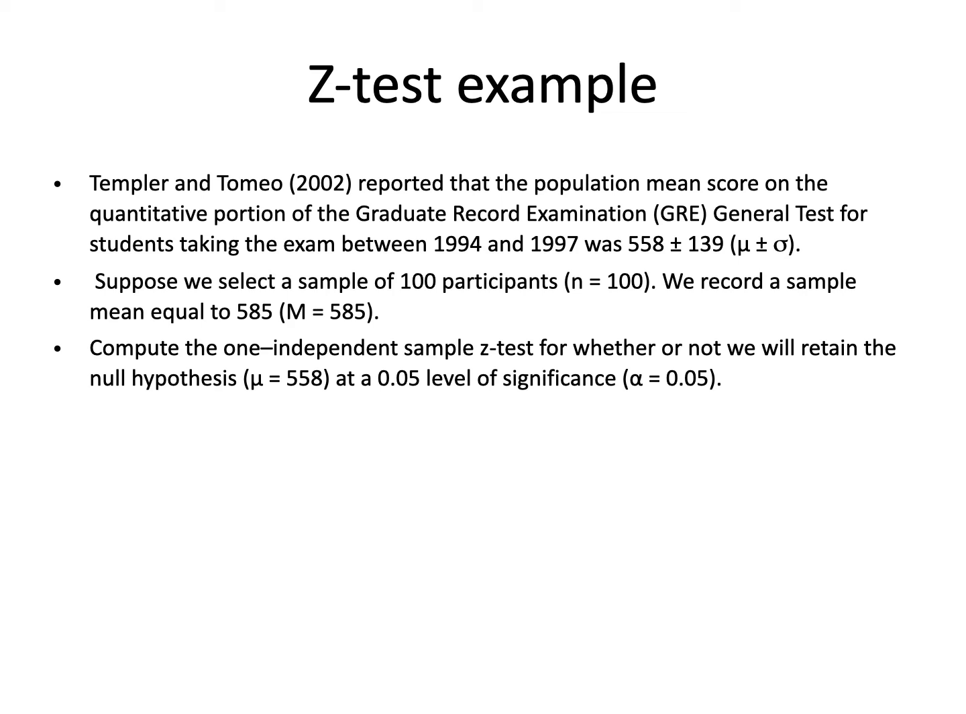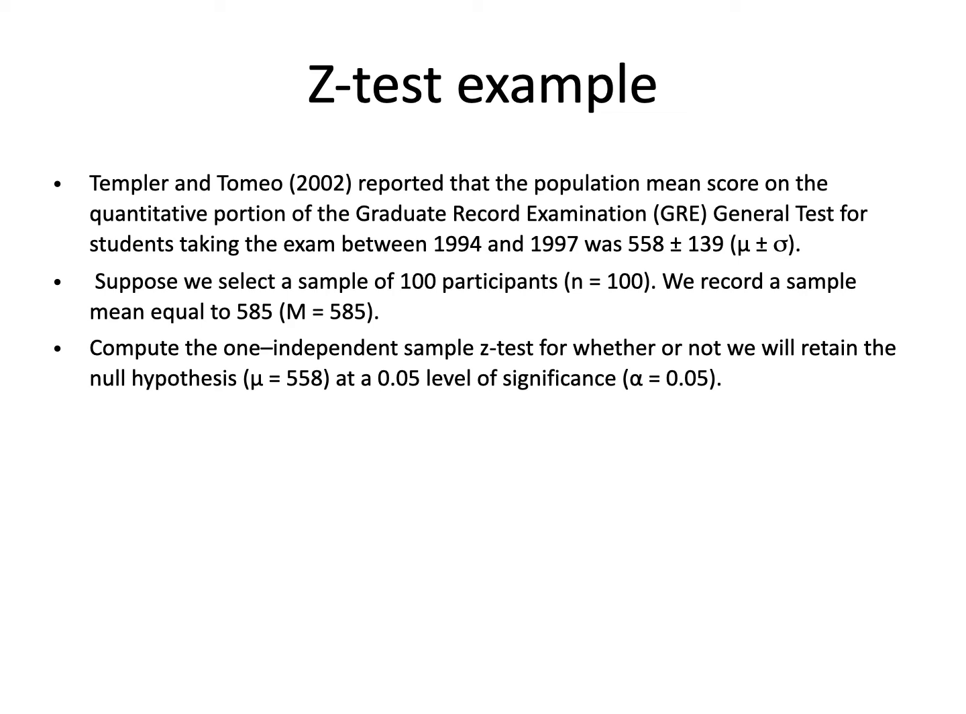585. Then compute one independent sample z-test for whether or not we will retain the null hypothesis, that is, the population mean is equal to 558 at the 0.05 level of significance, that is alpha equal to 0.05.